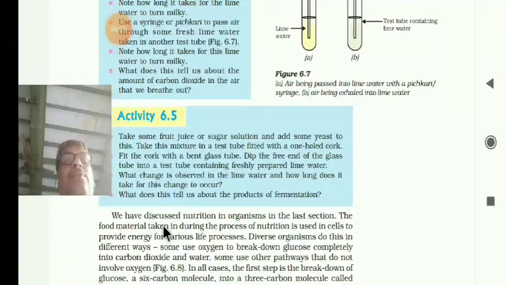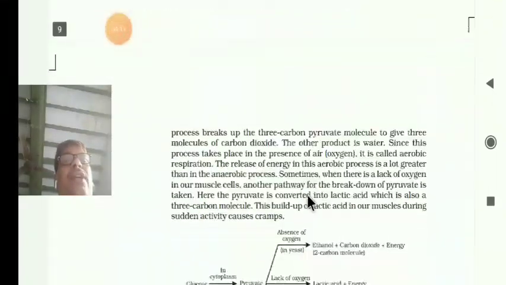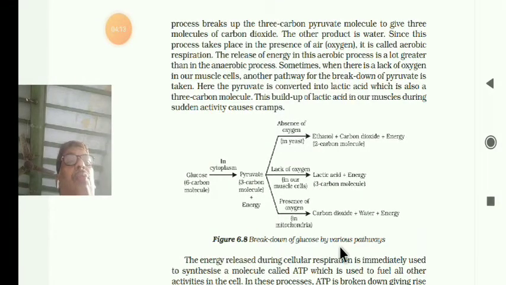So now we will go through this one. First of all, try to understand the diagram here: breakdown of glucose by various pathways. Dear students, you know that every living being needs energy. Why do we need energy? To do various activities, so they need energy. You know where the energy comes from? The energy comes from the food.